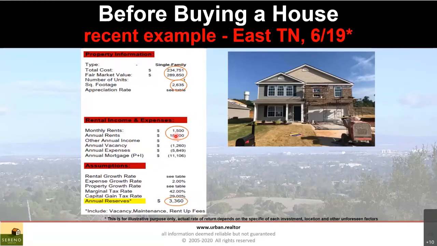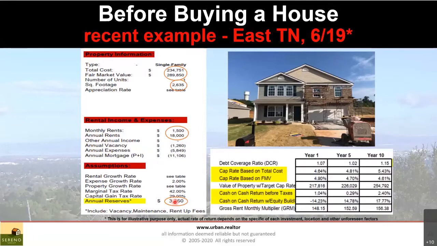In addition to that, we are also putting a reserve. We put a reserve every year on our property to make sure that if the refrigerator stops working, the air conditioner, and so on, we have the reserve that we can basically use to take care of those maintenance issues.